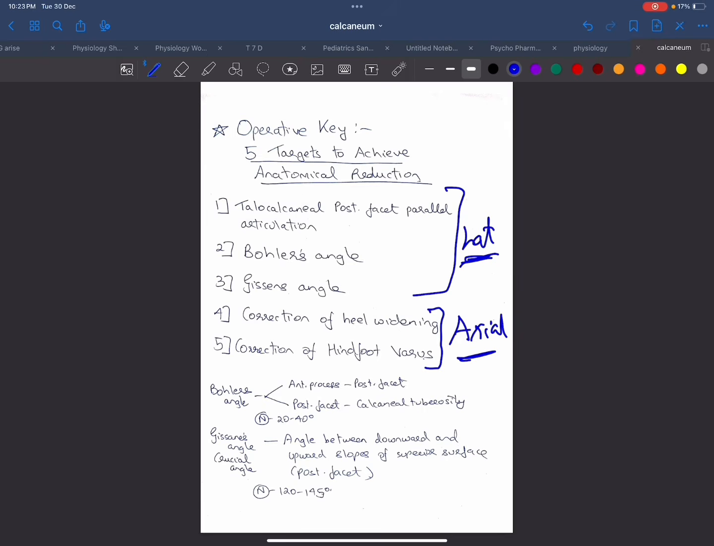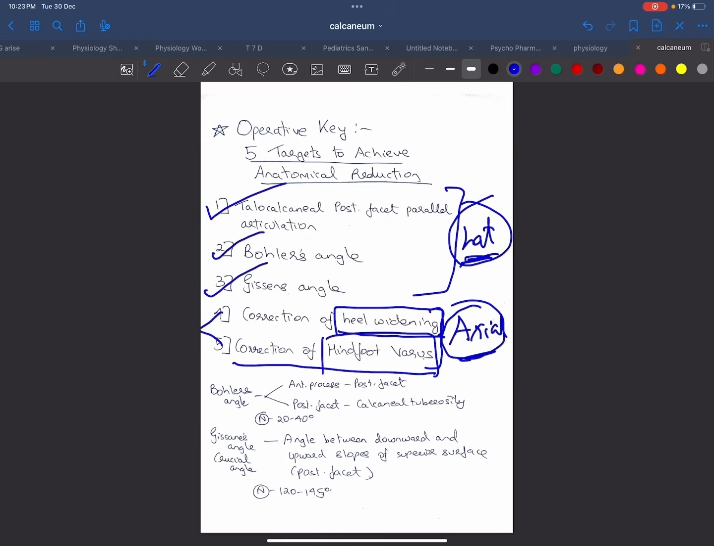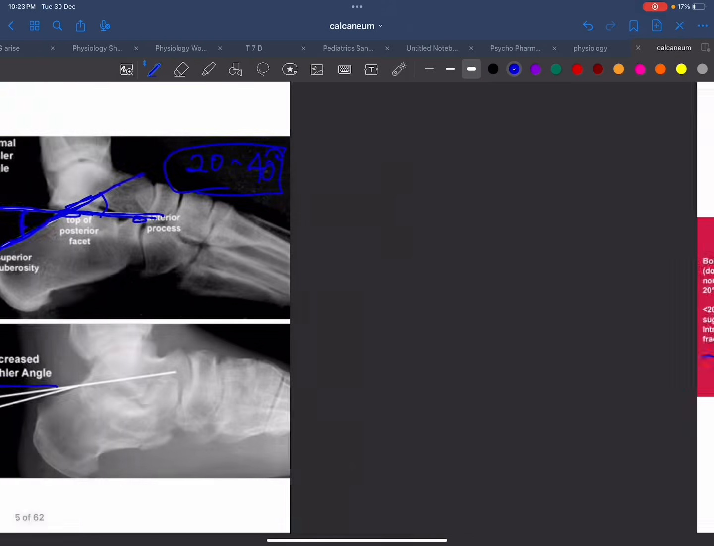So in the axial or Broden's view, you need to check the correction of the heel widening. And the second thing, you need to check the correction of hindfoot varus. So whenever there is excessive varus at the calcaneum due to fracture, both these factors need to be corrected intraoperatively while checking the axial view. Okay, so the five factors: talocalcaneal articulation, Bohler's angle, Gissane's angle, heel widening, and varus. These are the factors you need to understand.